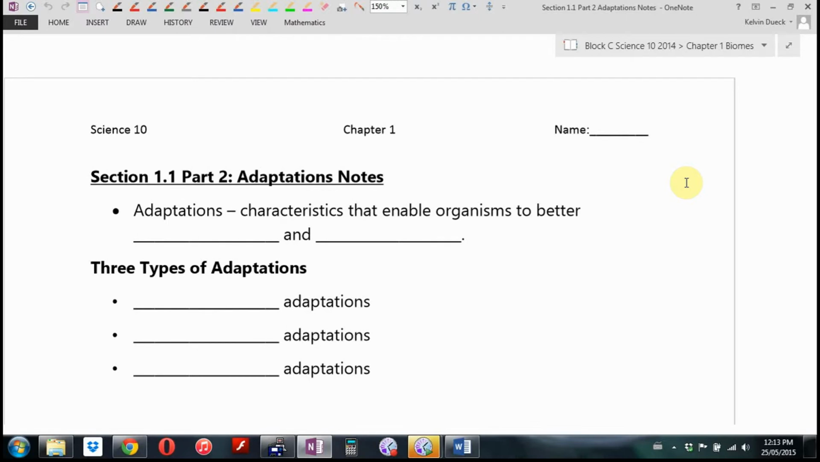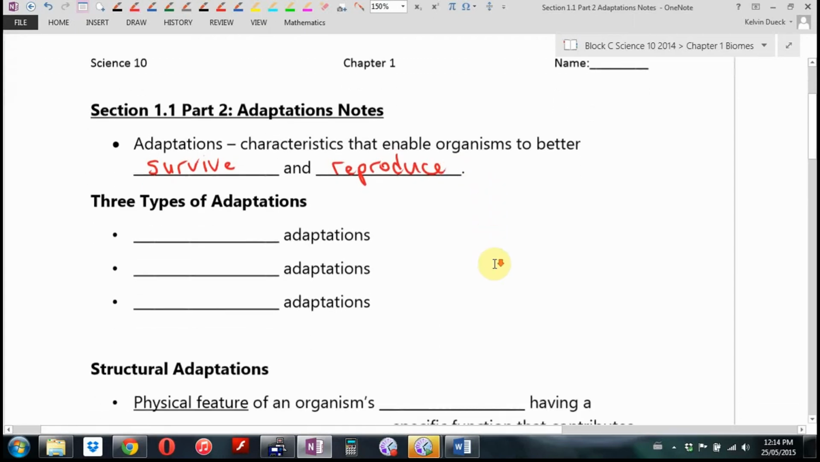Section 1.1, Part 2, Adaptations. What are adaptations? These are characteristics that enable organisms to better survive, and what all life wants to do, reproduce, pass on to their next generation. If you survive, but your species doesn't have any kids, you go extinct in one generation.